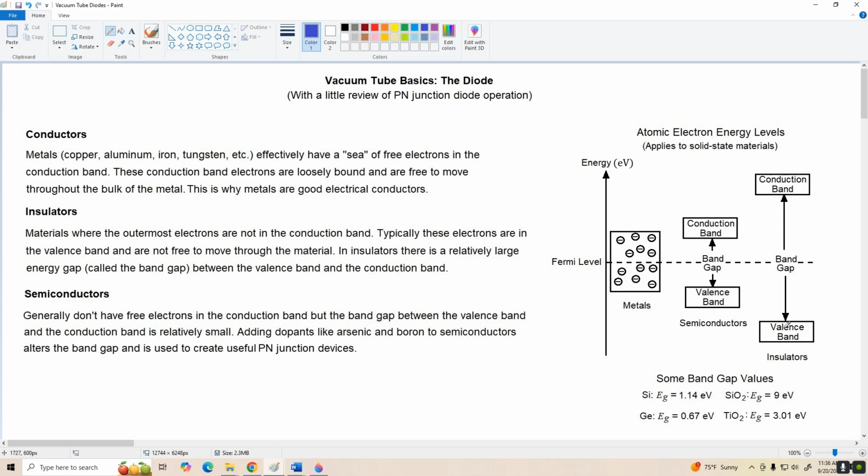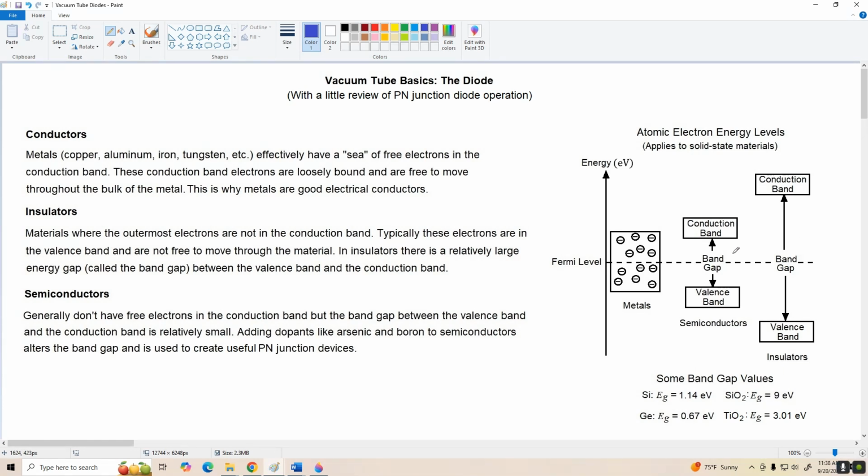Now, in insulators, the band gap is relatively large, and it takes a lot of energy to move electrons from the valence band to the conduction band. Some typical band gap values for insulators are 9 electron volts for silicon dioxide and about 3.01 electron volts for titanium oxide.